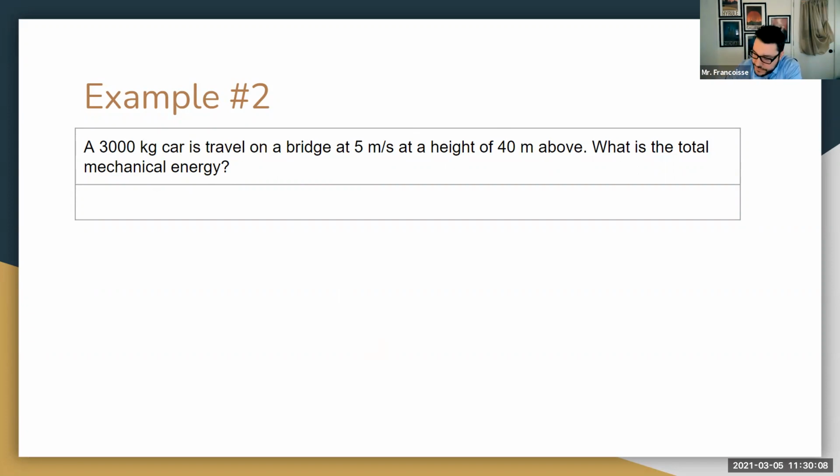We know that the mass of the car is 3,000 kilograms. We have a speed here of 5 meters per second. So we'll use that as our velocity. And we have a height of 40 meters. So here we want to find the total mechanical energy.